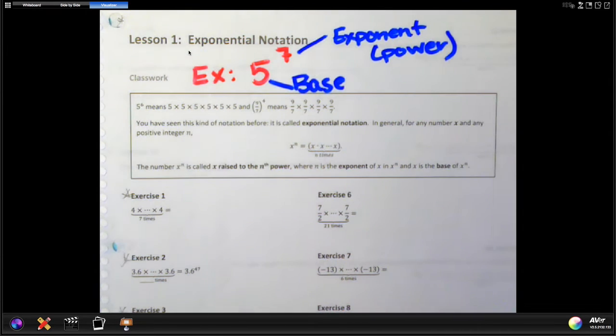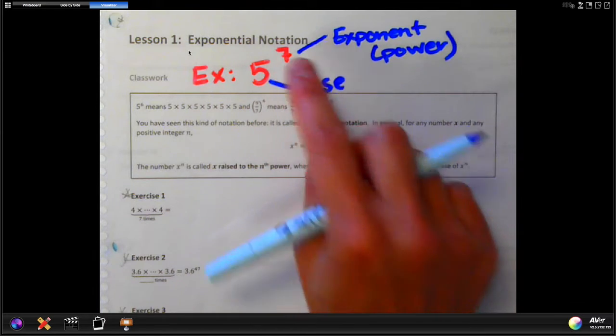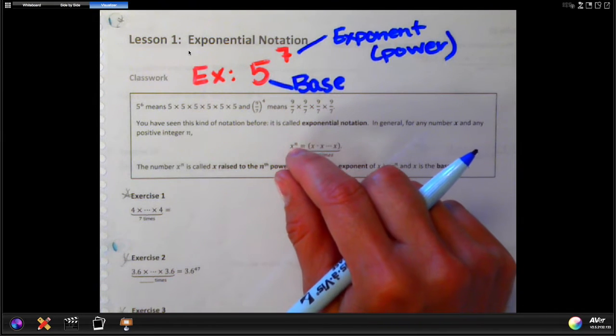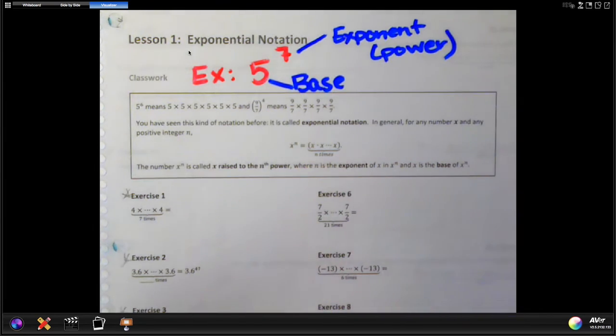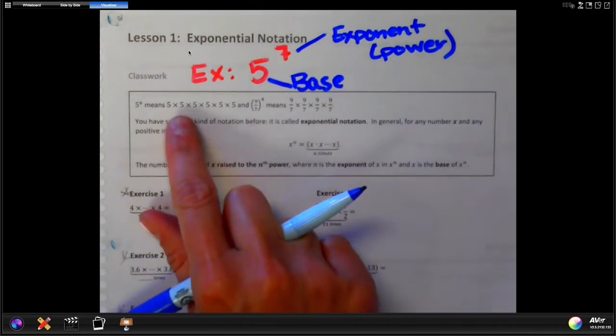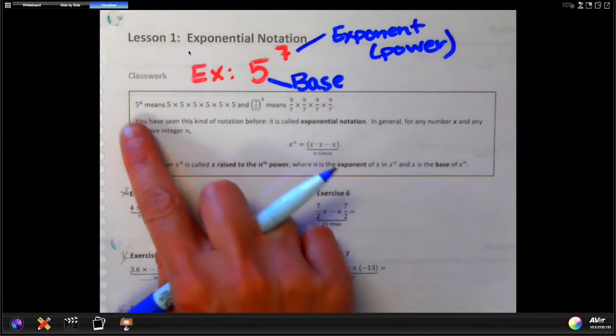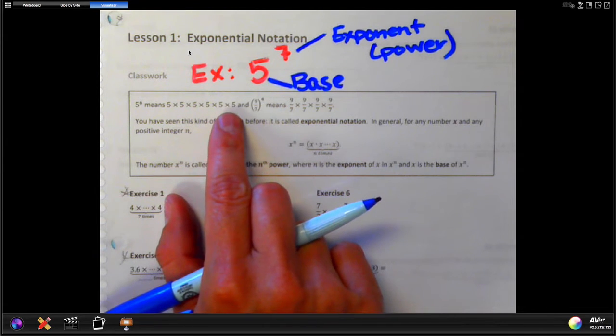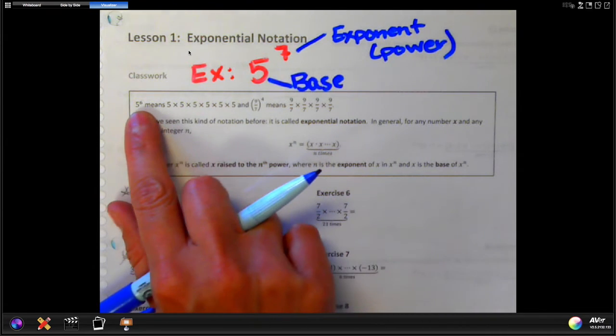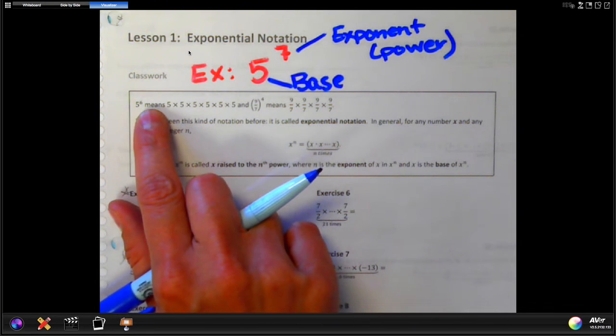And what that means, it does not mean 5 times 7. It actually means 5 multiplied by itself 7 times. So instead of writing it out like they show in this example here, 5 to the 6 means 5 times 5 times 5 times 5 times 5 times 5, we want to write it in shorthand or exponential notation, meaning 5 to the 6th power.